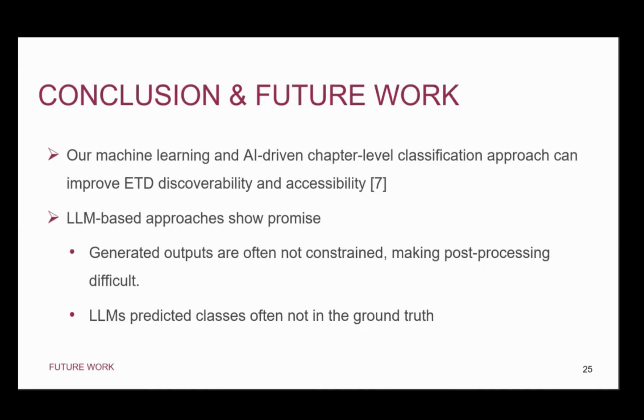So to conclude, our machine learning and AI-driven chapter-level approach can improve ETD discoverability and accessibility by providing users with more granular level data. And we have done a very small scale user study, which we are expanding to have more data, where users have used our system and they verify that, yes, they found it easier to find their portion of interest. LLM-based methods show promise, but the generated outputs are often not constrained, making post-processing difficult. And the LLM predicted classes might often not lie in the ground truth, which again makes it difficult for us to evaluate if they were right.